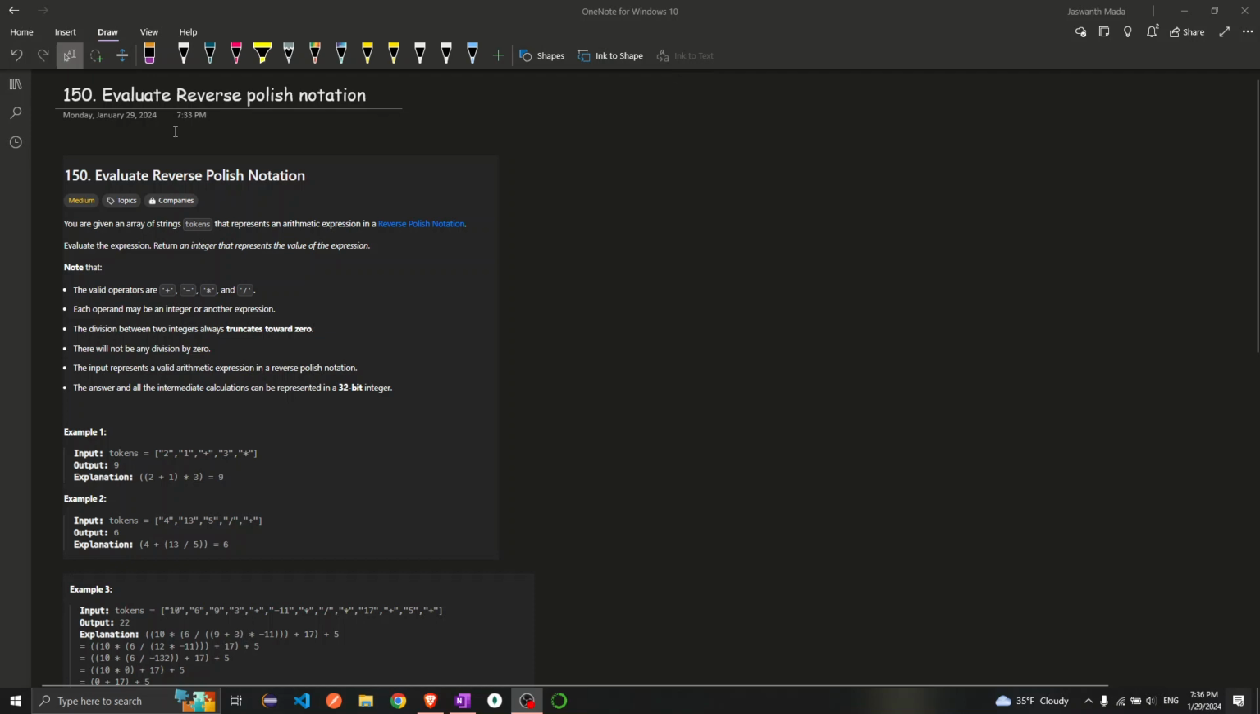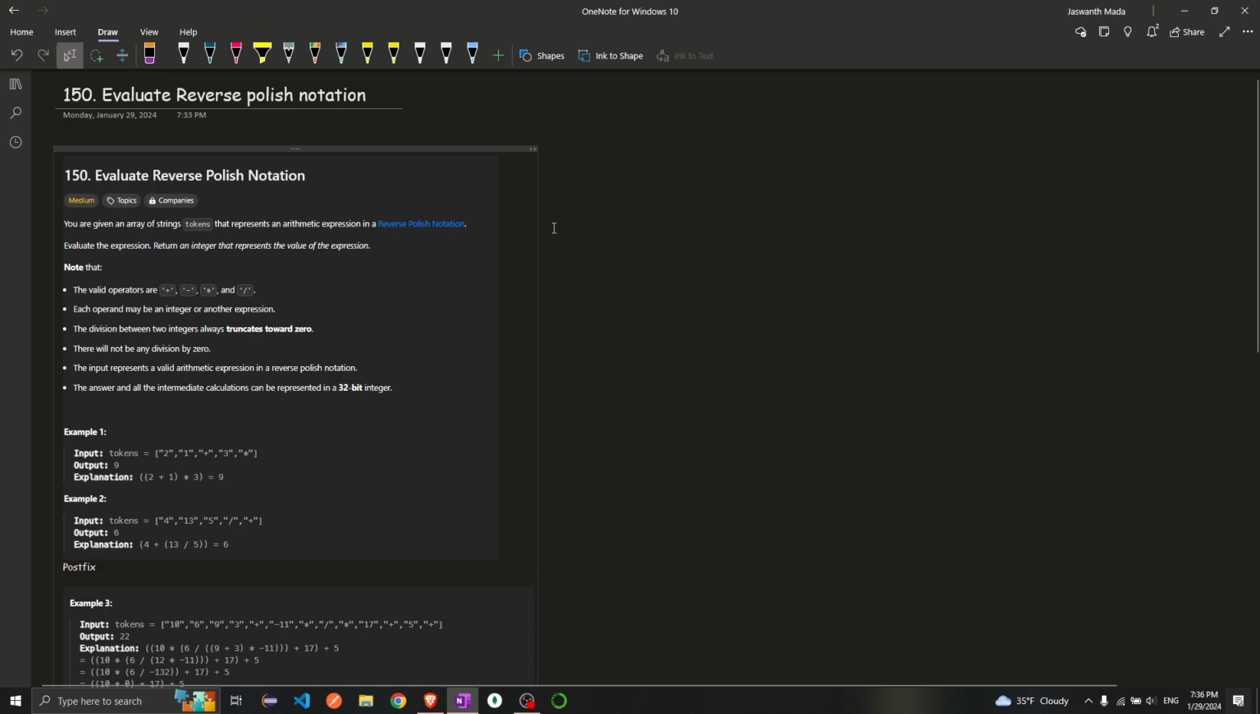Today we're going to solve this Leetcode question, which is evaluate reverse Polish notation. In this question, we are given an array of strings, called tokens, that represent an arithmetic expression in reverse Polish notation. What is reverse Polish notation? It is nothing but a postfix expression. And we need to evaluate the expression and return the integer that represents the value of the expression.